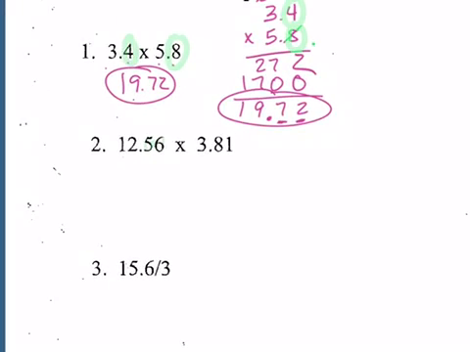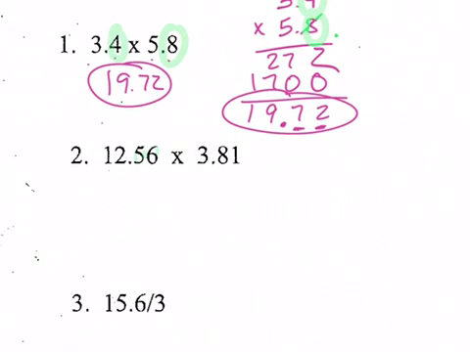Okay, example 2. So 12.56 times 3.81. In this case, I've got one number that has 4 digits, one number that has 3. So I want to put the bigger one on top. So I'm going to put 12.56 on the top times 3.81. So multiply it as though there are no decimals there. Multiply it like you regularly would.